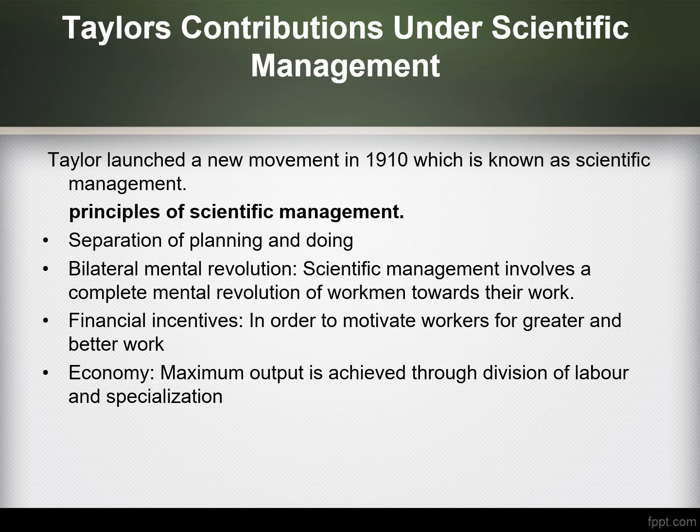Taylor launched a new movement in the year 1910, which is known as scientific management, the principles of scientific management. These are separation of planning and doing, and a complete mental revolution of the workman towards their work. He also included financial incentives to motivate the workers for greater and better work, and gave insistence to economy. Also, maximum output is achieved through division of labor and specialization.